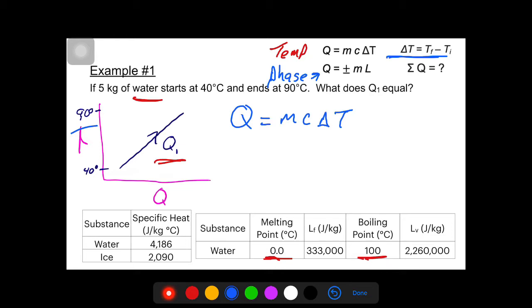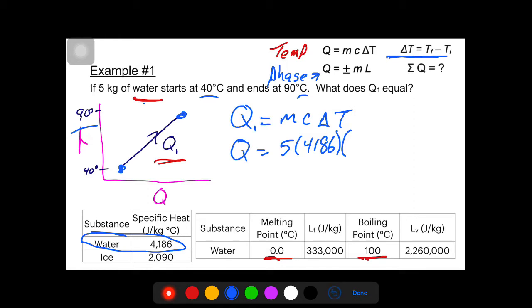So when we go through and we solve for Q, we've identified this water, and at 40 to 90 degrees, it is liquid water, not ice. So then we can say Q is equal to 5 times the specific heat of water, 4,186, times my change in temperature. My final temperature, it started here and it ended here. In liquid water, I'm only talking about my Q1. I should have added that. This is my Q1.